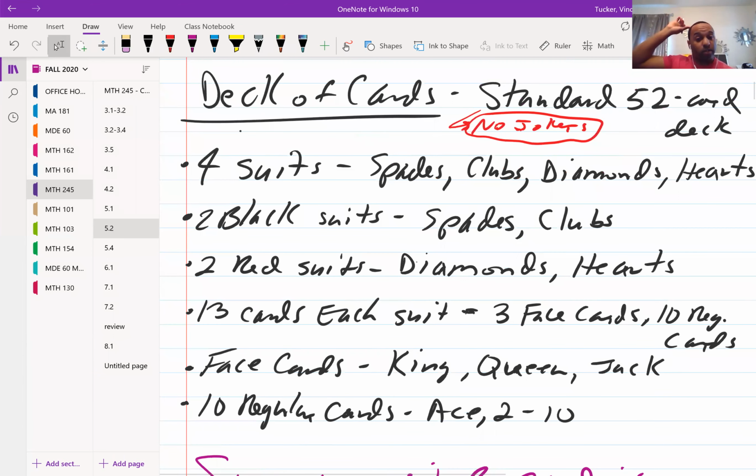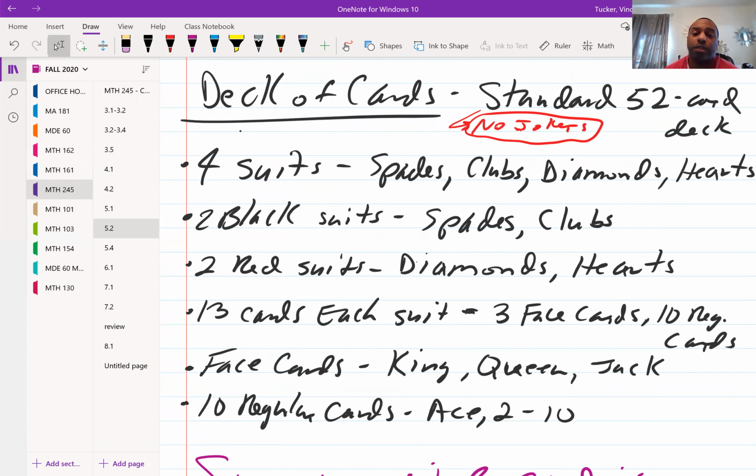All right, so deck of cards. We'll start dealing with a deck of cards. And before we can actually do examples with them, I want to make sure we understand house rules. If we're looking at a standard 52-card deck, calling it standard means no jokers are involved.